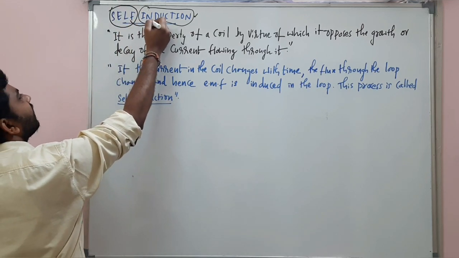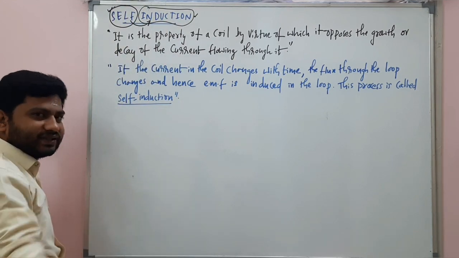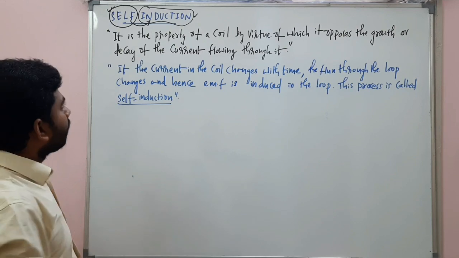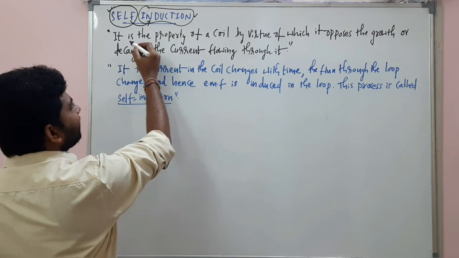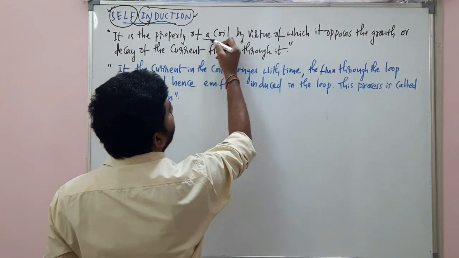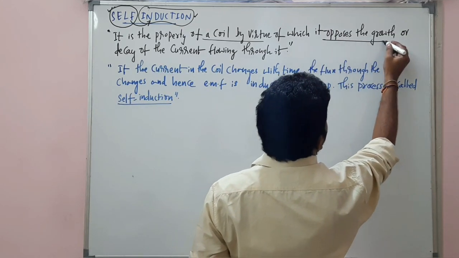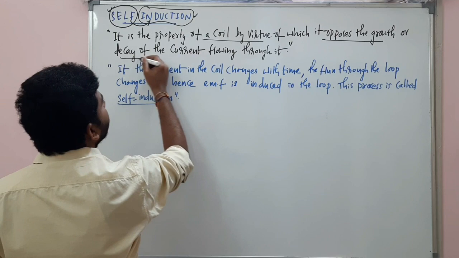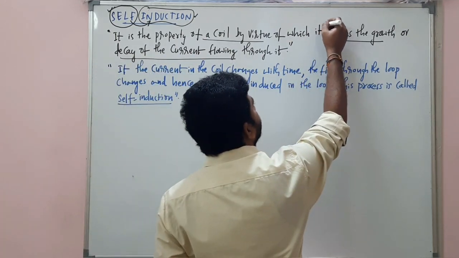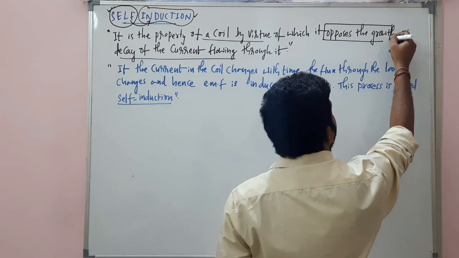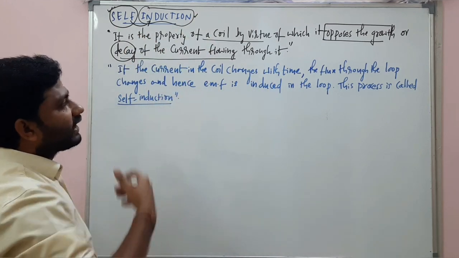As its name indicates, it is the electromagnetic induction due to the self. What does it mean? Let's check it. See the definition of self-induction here. It is the property of a coil by virtue of which it opposes the growth or decay of the current flowing through it. It opposes the growth or decay of the current flowing through it.